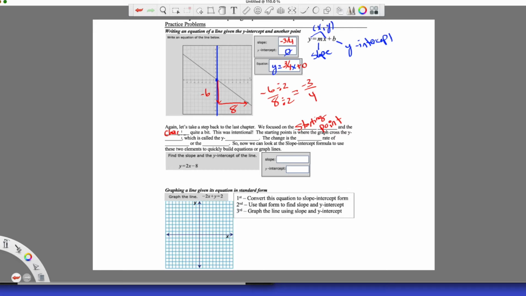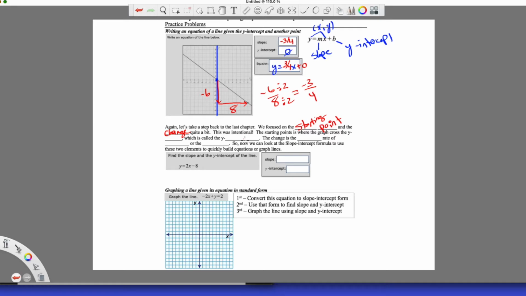So those were words that I was trying to connect as we were working through direct variations and arithmetic sequences and proportional relationships. I was trying to relate the idea that we need somewhere to start, and we need to know how we're moving forward from that starting point, which is our change. So this was very intentional, right? So we were preparing for this slope intercept form the whole time.